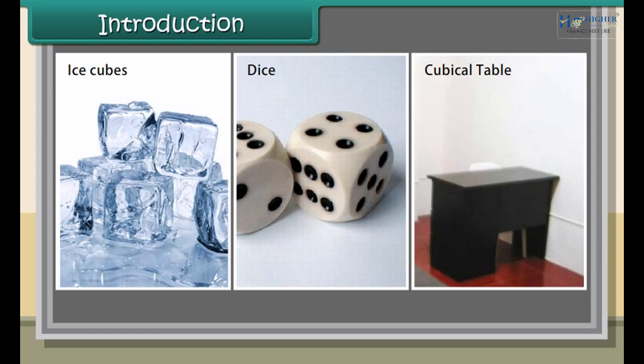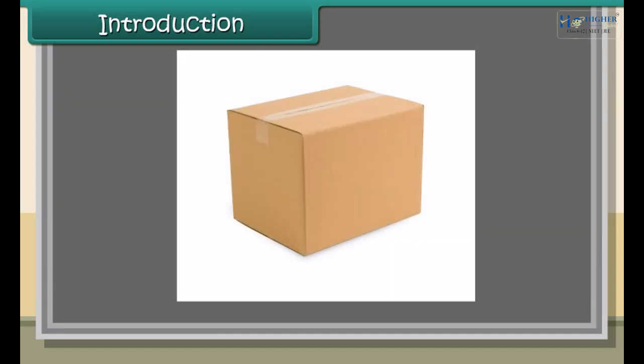For example, assume that you have a cube box which contains some amount of oil in it. How much oil does the box contain? You can find the amount of oil using the volume of a cube.